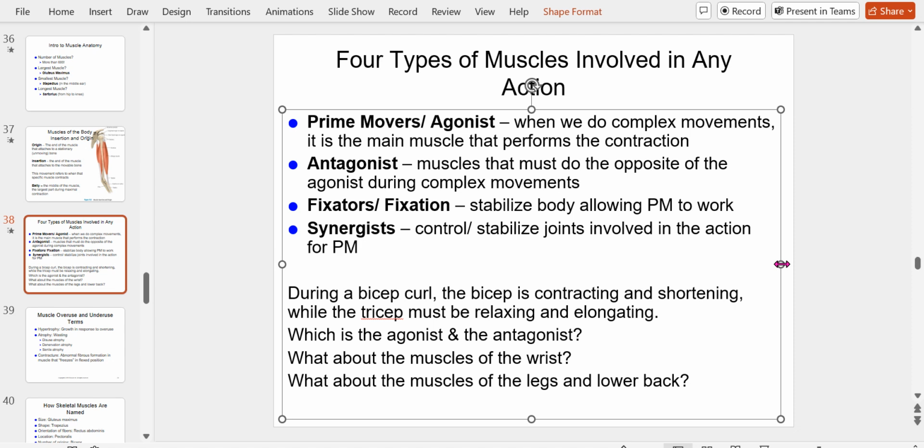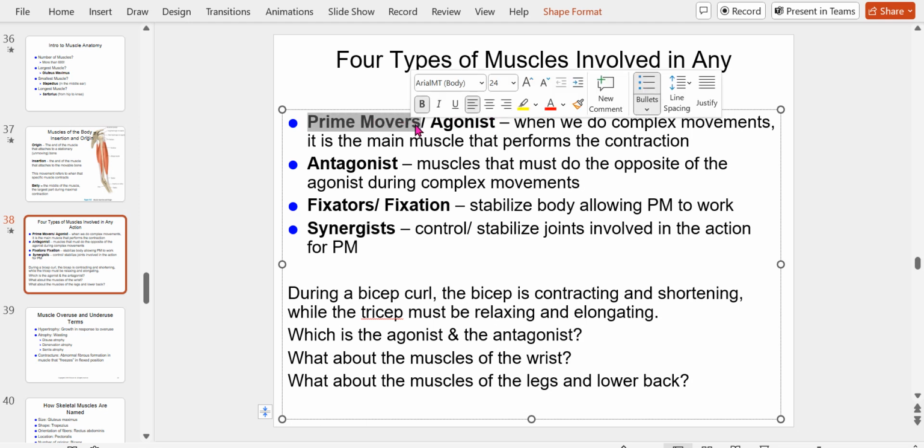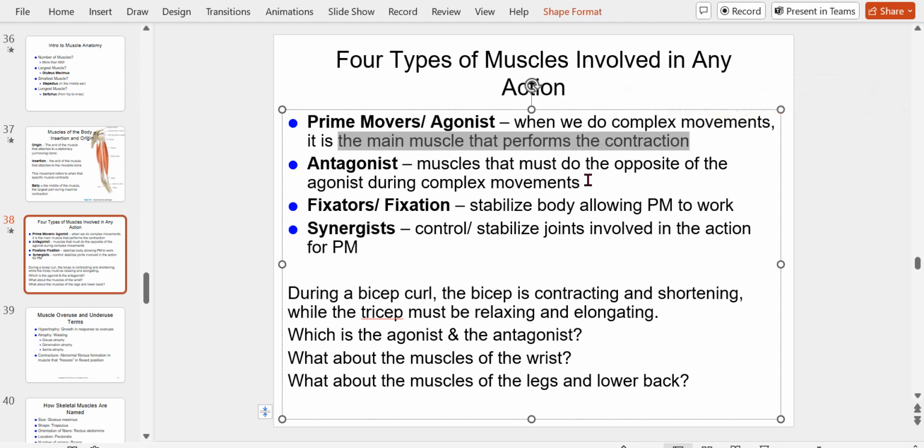Okay, so what is the prime mover? We also say the agonist. What is the main muscle group that you are working? Well, if I'm doing a bicep curl, then the prime mover is the bicep. Sure it is, right? You're pulling that barbell up towards your shoulder, curving your arm inward. The prime mover is the main muscle that performs the contraction.